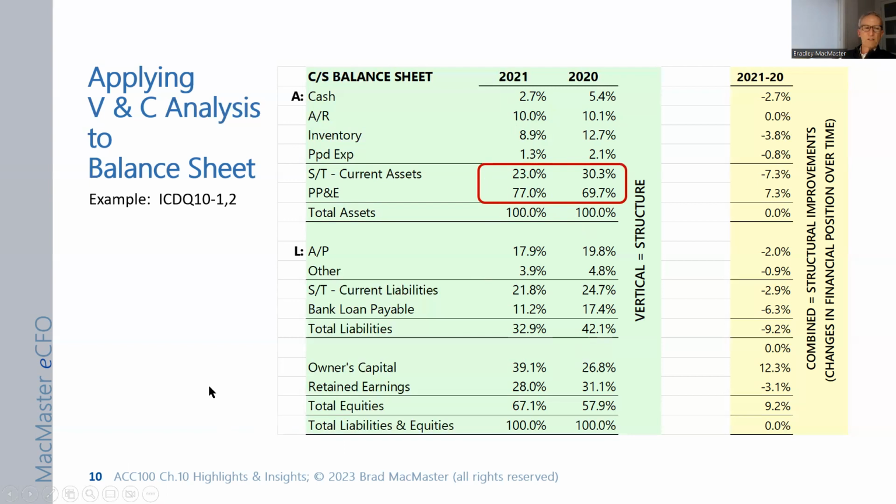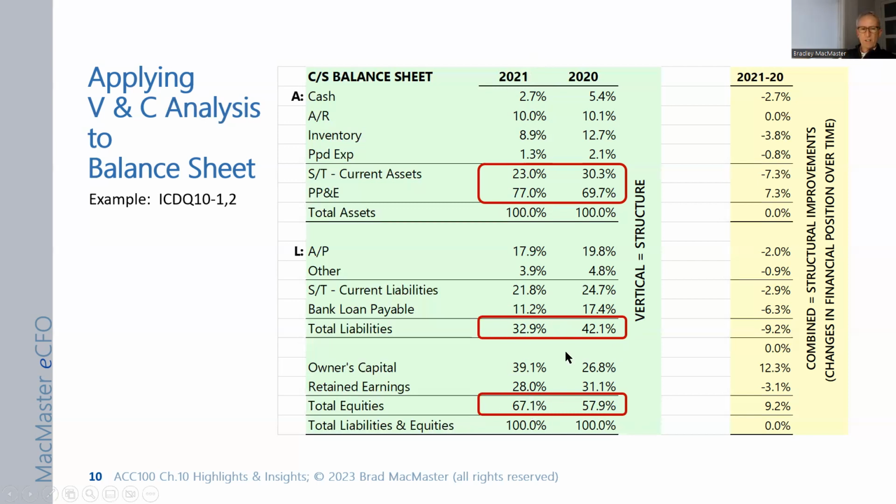Now, the other two items I like to look at relate to the capital mix, and that is, with all of the company's assets, with 100% of their assets, how are they being financed? What's the mix of debt and equity financing? So we can look at these two lines, total liabilities and total equities. Last year, we could see that the company's assets were financed 42% debt, 58% equity. This year, it's 33% debt and 67% equity.